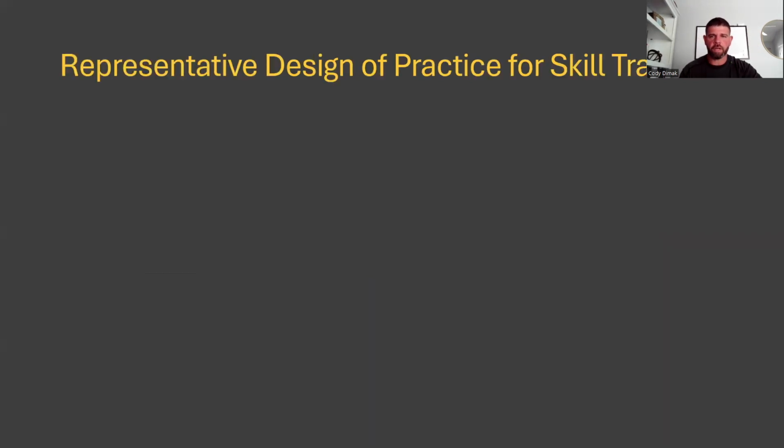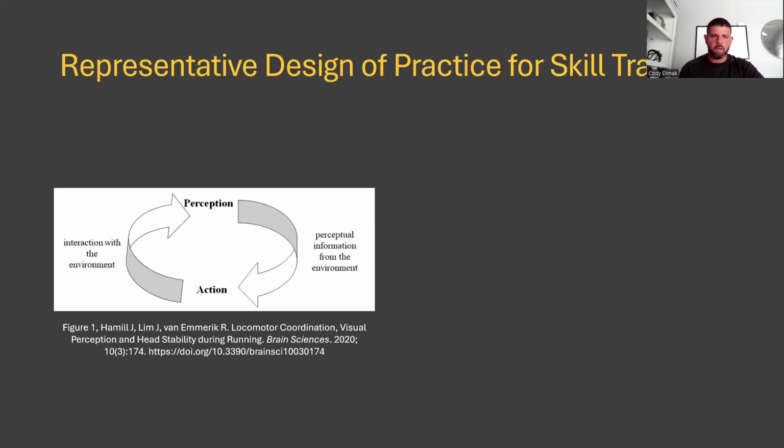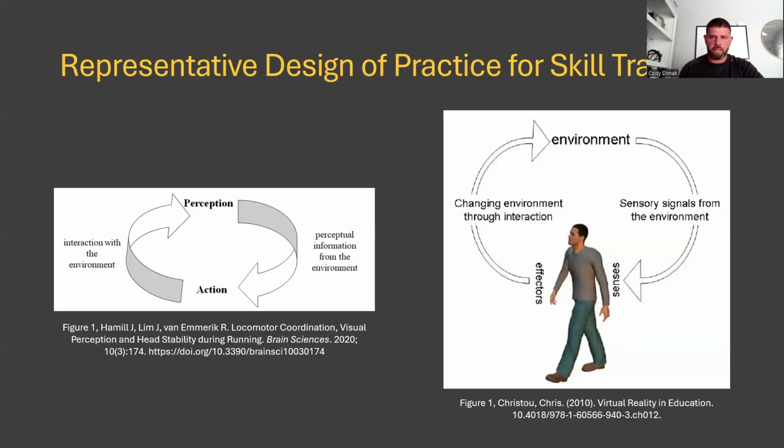So okay, this concept of representative design of practice for skill transfer. A lot of words here, I'll just break it down. Basically, the information that is present in the game, that we talked about earlier, the information that drives decision making, needs to be present in practice, right? It's called perception and action. What I perceive drives my action. So if I perceive certain things in my environment, it's going to drive my action.